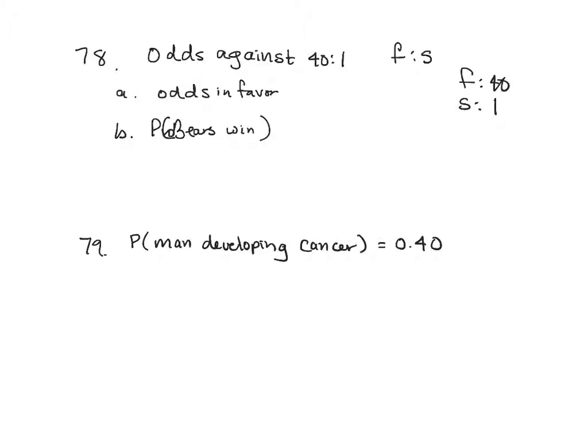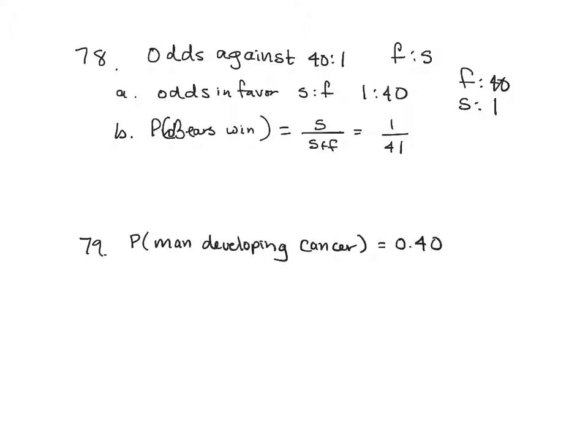So that would make the odds in favor, since odds in favor is success to failures, the ratio of 1 to 40. So the probability of the Bears winning, remember that's success over the total of success plus failures, is going to be 1 over 40 plus 1, which is 41.